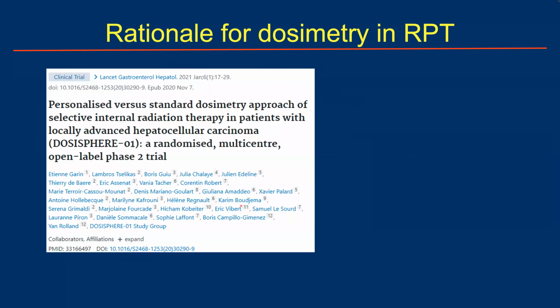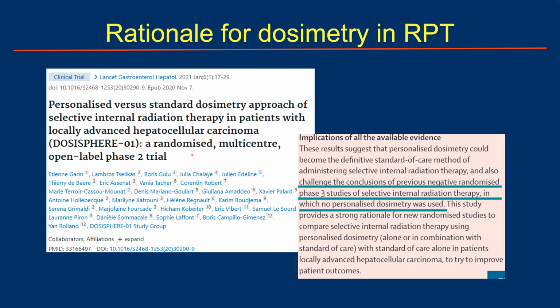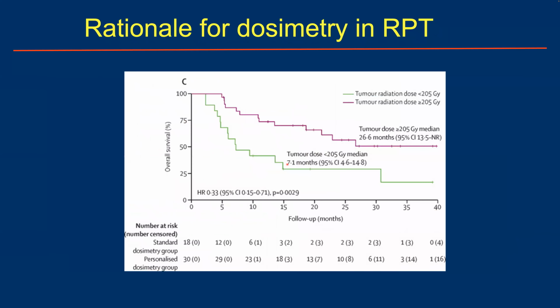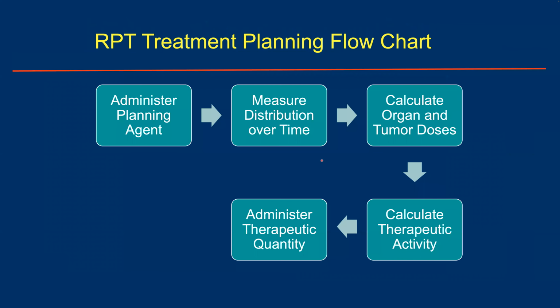The reason, as shown by these authors, is that they used a fixed dose for the treatment, so they didn't do personalized treatment. So they retrospectively looked into the studies and compared the doses of patients. They can see that if we use a personalized dose, we can have much better survival compared to the patients who received the standard dose. And more closely, if you look at the tumor dose, those tumors that received a dose larger than 205 gray have better survival than those patients who received a tumor dose less than 205. So it's very important to do personalized dosing.